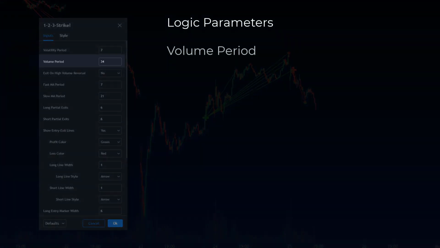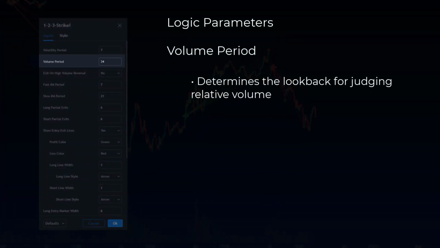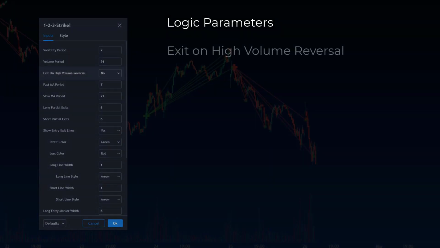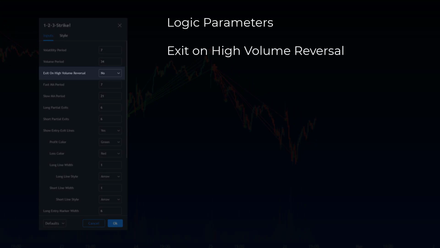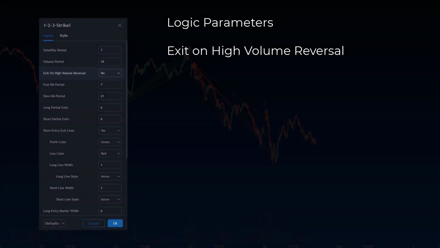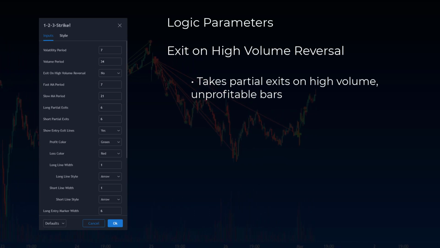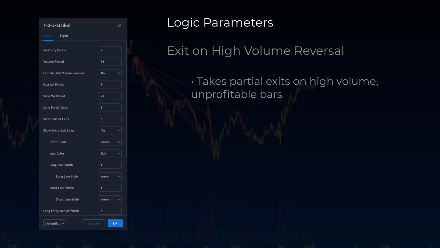The volume period controls the look-back used to determine whether current volume is relatively high or low. Exit on high volume reversal is a toggleable option which causes the indicator to take a scaled partial exit when an exceptionally high volume bar occurs which is opposite to the current trade's direction.